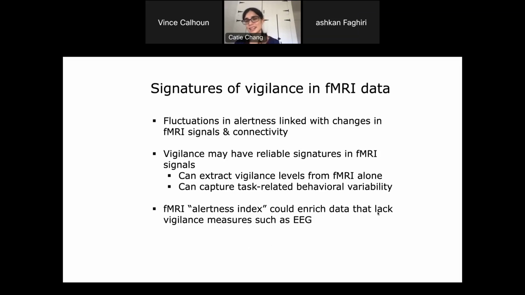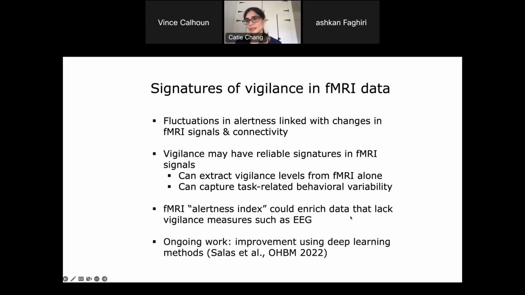And so perhaps this can enable incorporating information about vigilance into analyses where that's not available. But there's also some limitations to the work I've shown, which opens up future directions for this. Specifically, that measure I had shown mainly captures the relative change in vigilance within a scan or within a person. And we also noticed that it doesn't yet capture a full range of vigilance fluctuations. And so we are also continuing this work to take other machine learning approaches, like deep learning methods, in order to try to better capture a more quantitative measure of alertness.